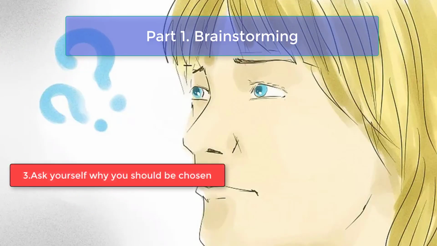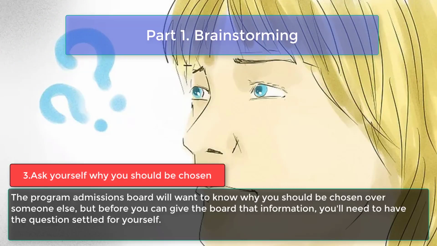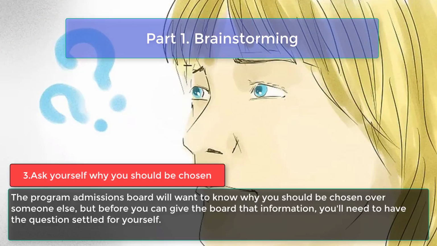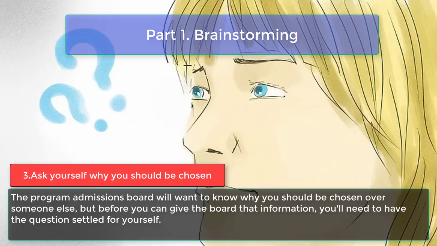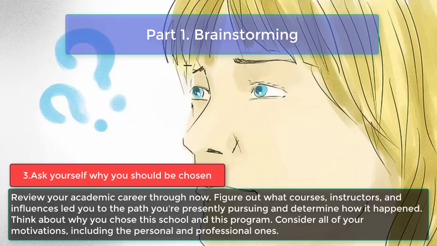3. Ask yourself why you should be chosen. The program admissions board will want to know why you should be chosen over someone else, but before you can give the board that information, you'll need to have the question settled for yourself. Review your academic career through now.